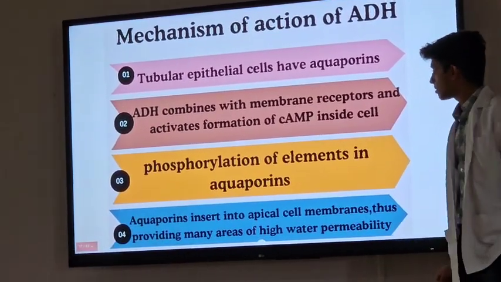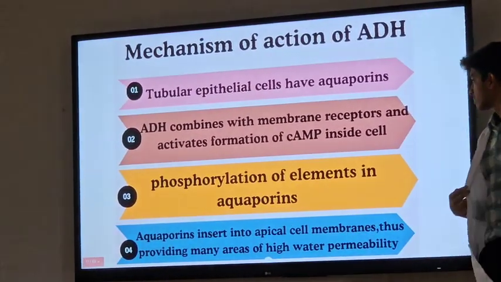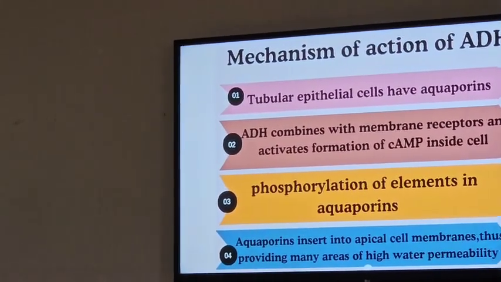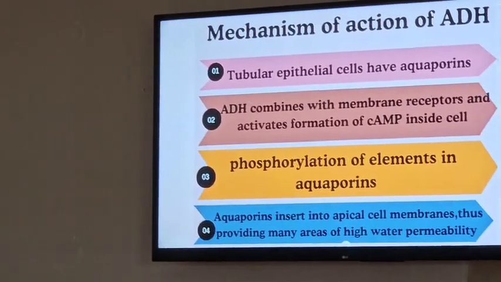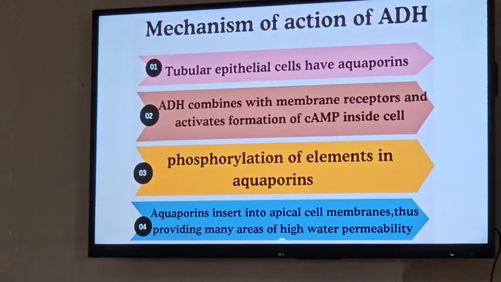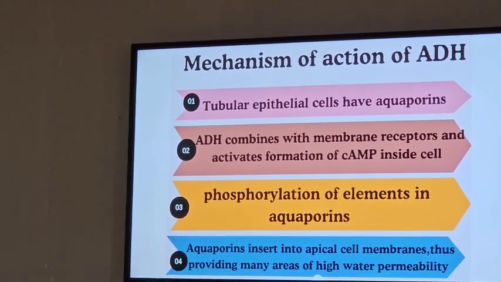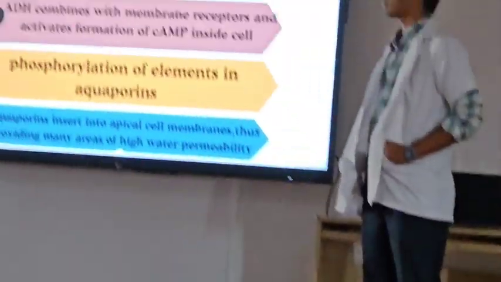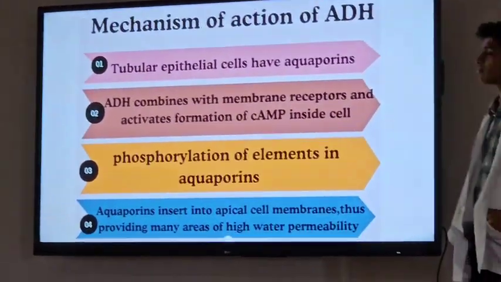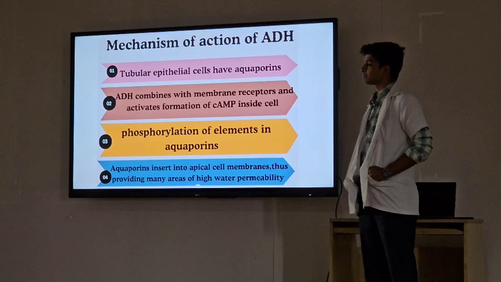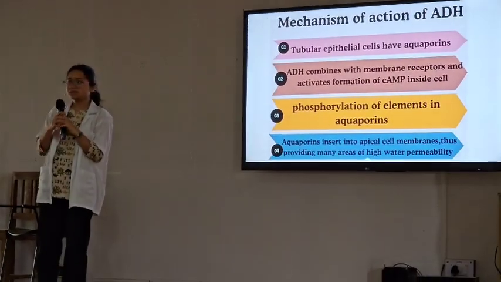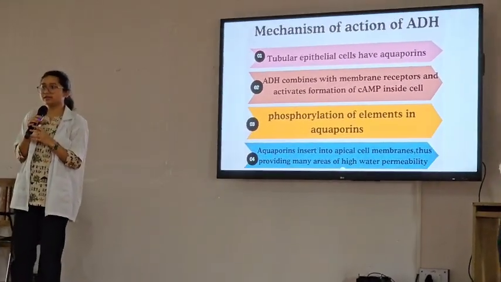So this is the mechanism of action of ADH. There are tubular epithelial cells in collecting ducts, as previously said, which have aquaporins. Now ADH combines with the membrane receptors and forms the cyclic AMP, that is cyclic adenosine monophosphate, a secondary messenger in this cell. Then the phosphorylation of elements of aquaporins occurs, and thus the aquaporins provide high surface area for the reabsorption of water. Now this ADH is regulated by two mechanisms, which will be further discussed by Mohit and Ravina.